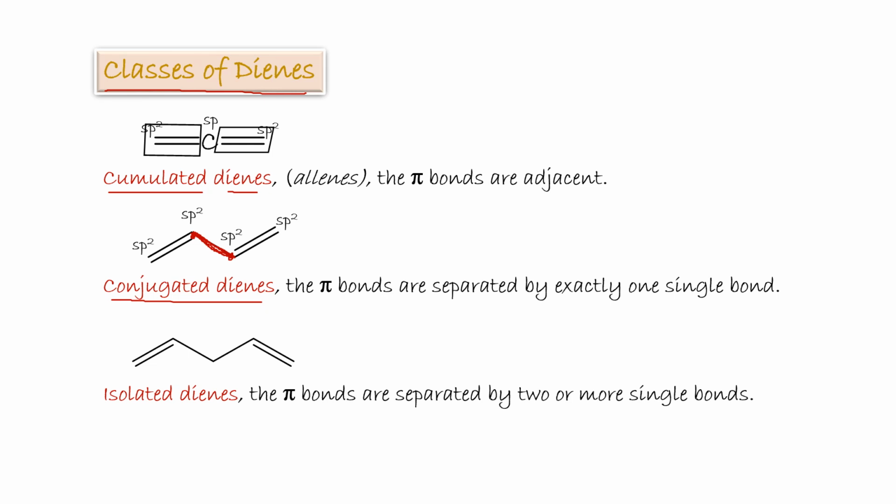We have also isolated dienes. The pi bonds are separated by two or more single bonds. So we have here sp2, this one is sp2, and here sp2, sp2, separated by an sp3 hybridized carbon.